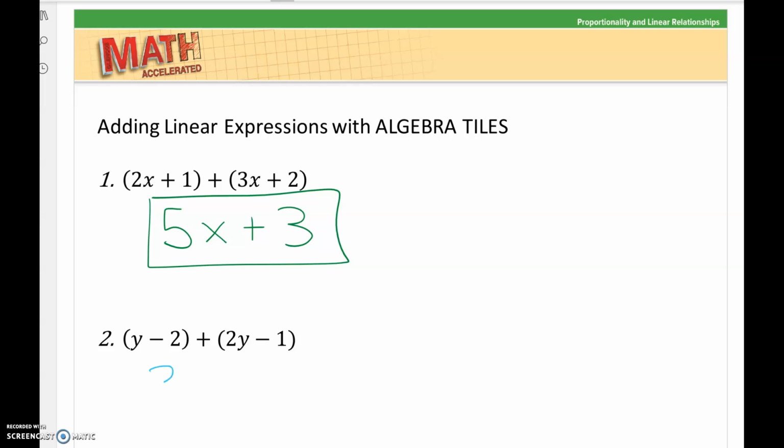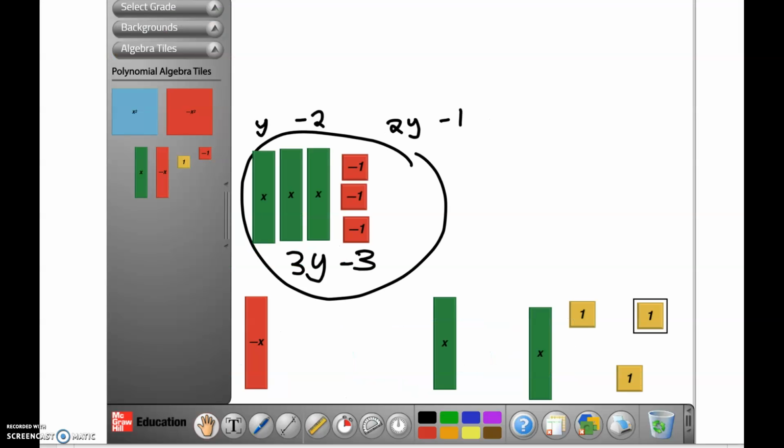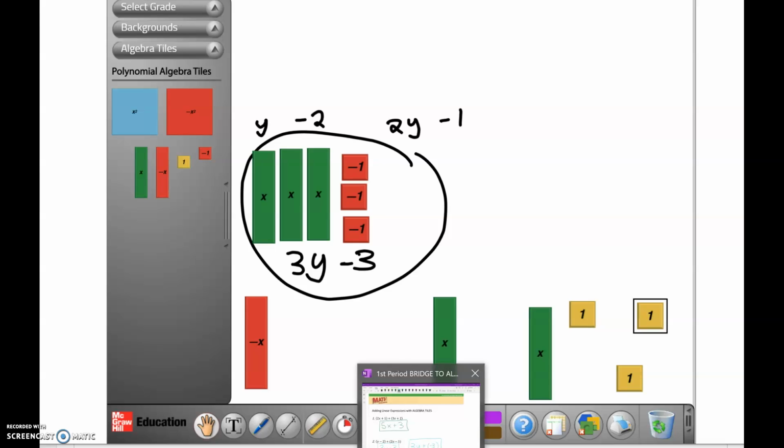So back to our problem here. Y and 2y made 3y, and then we said minus 3. Remember, we could also write this as 3y plus negative 3. Okay, those two mean the exact same thing. If we look at our tiles, it's kind of easier to tell that, right? So if we're adding these together, 3y, yep, and negative 3, we could either put minus 3 like that or plus negative 3. Either way kind of means the same thing. It really doesn't matter which way you like to write it. Okay, so both mean the same thing there.